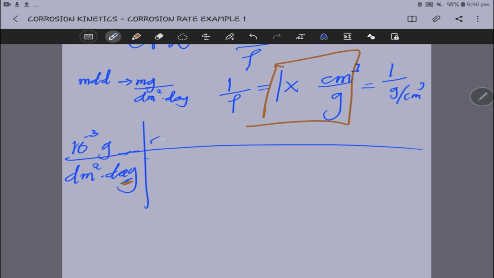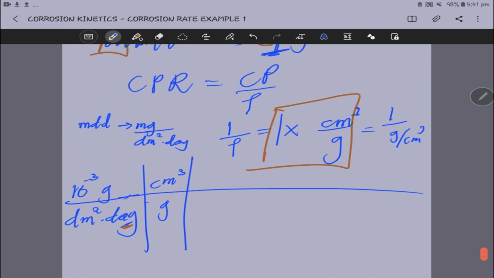So that's okay, cm cube, right? And then we have gram here. Fine. So meaning that we brought this factor here, this here, right? So the next thing is for us to convert the rest to make sure it has the same unit as that in IPY, right? Okay.